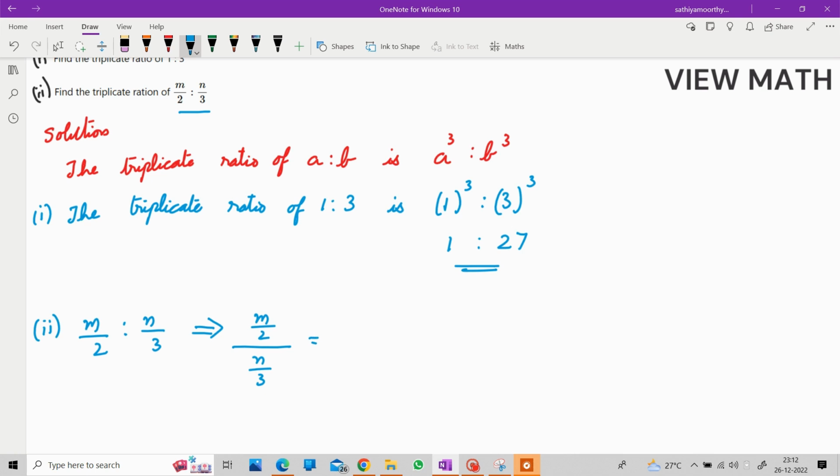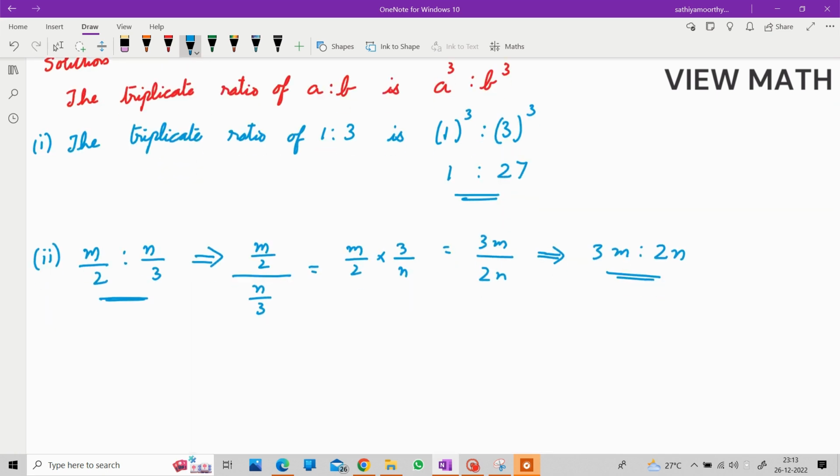So this is equal to m by 2 into, I have to take n by 3 to the numerator, it becomes a reciprocal, 3 by n, which is equal to 3m by 2n. This is nothing but 3m is to 2n. So m by 2 is to n by 3 can also be written as 3m is to 2n. Now it is easy for me to find out the triplicate ratio.